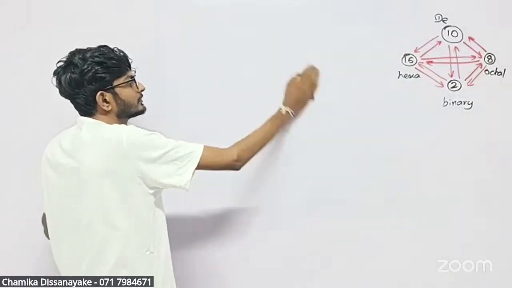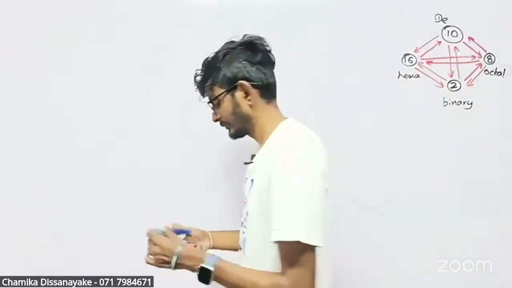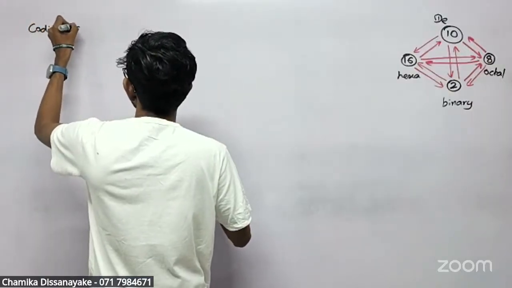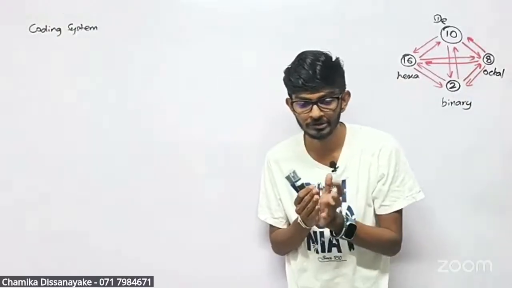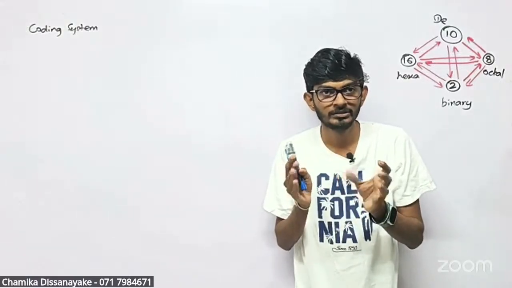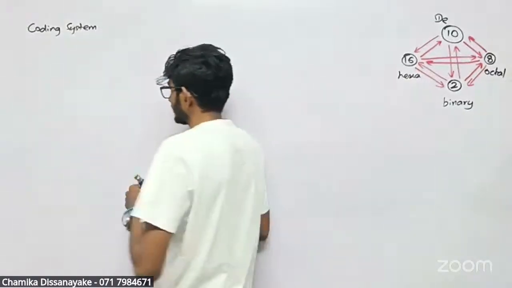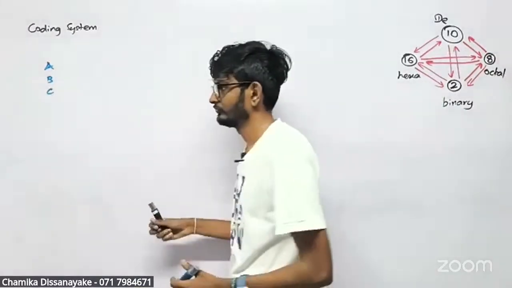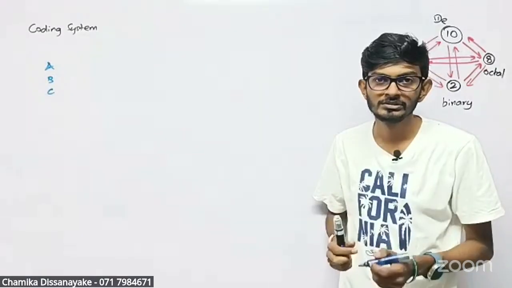There is something else we need to learn in this lesson: coding systems. Coding systems means the systems, or the coding, we use in the computer to represent several symbols or characters, like the characters A, B, C, D. There are several characters, so we use some kind of coding method to represent these characters. That is called a coding system.